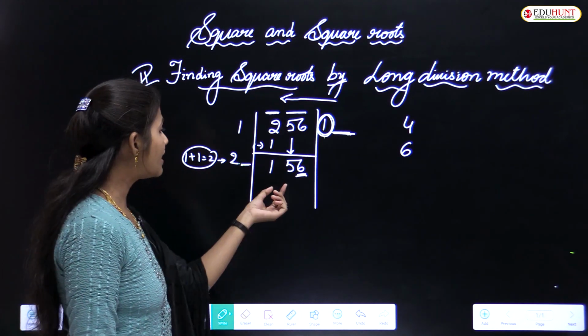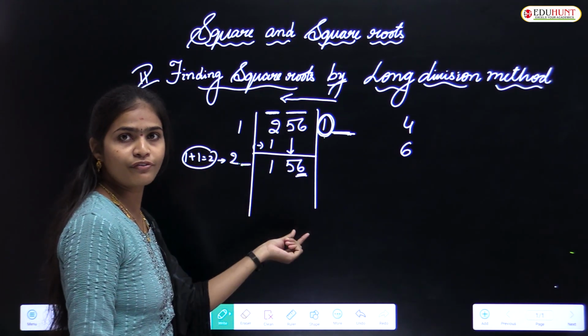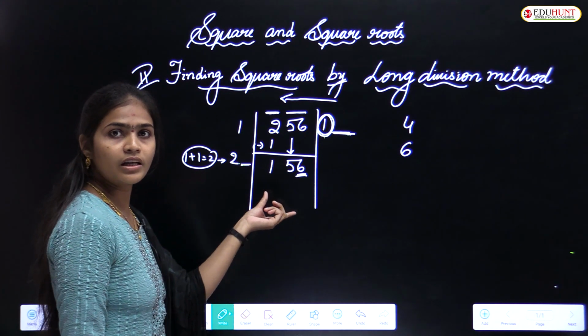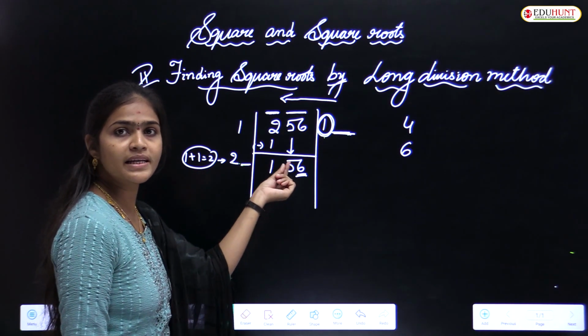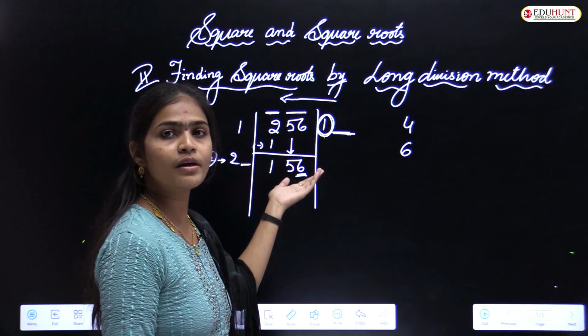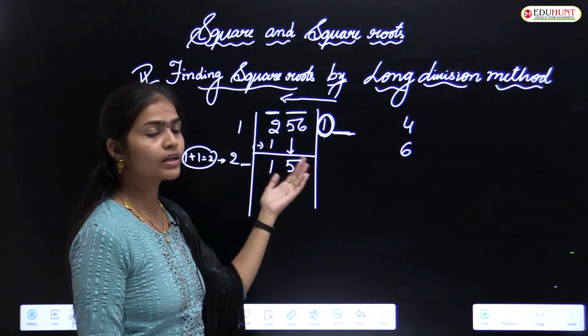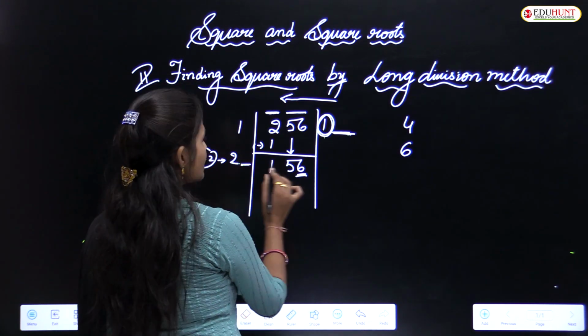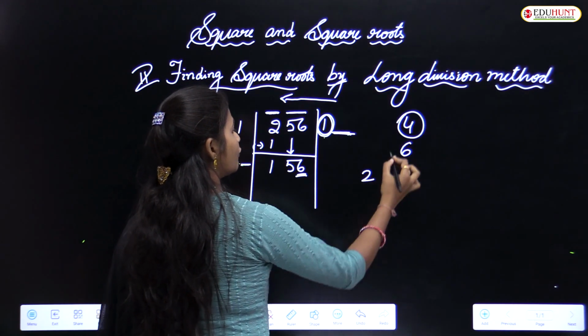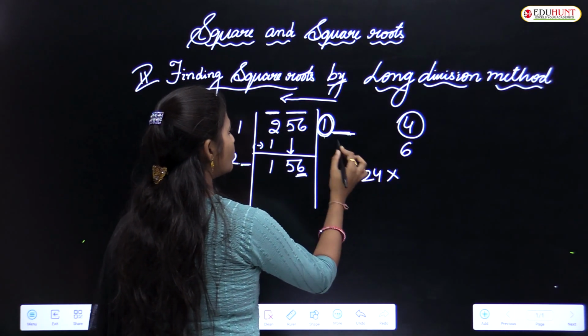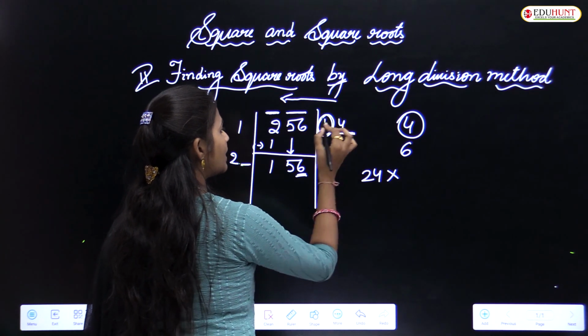We have to take only a number which is less than 156 here. Why? Because in subtraction, we can always subtract the smaller number from the greater number. So here 2 is there. First I am keeping that 4. So 24 into the same number we have to write here also.